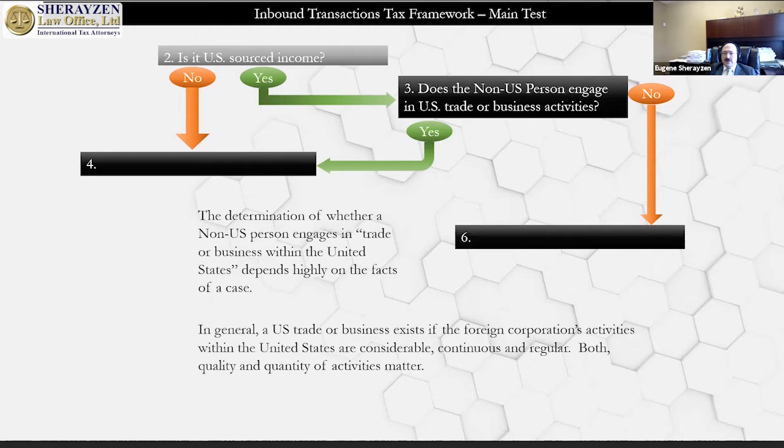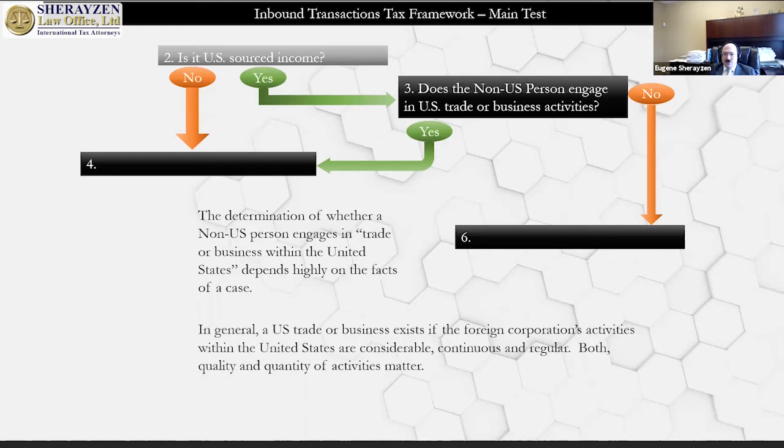So the issue of US trade or business activities is another complex issue. As I said, all of the questions that are contained in this flowchart, all of them are complex, with exceptions upon exceptions, and their own difficulties. Now, as I've said before, a lot of things concerning inbound transactions are fact dependent.